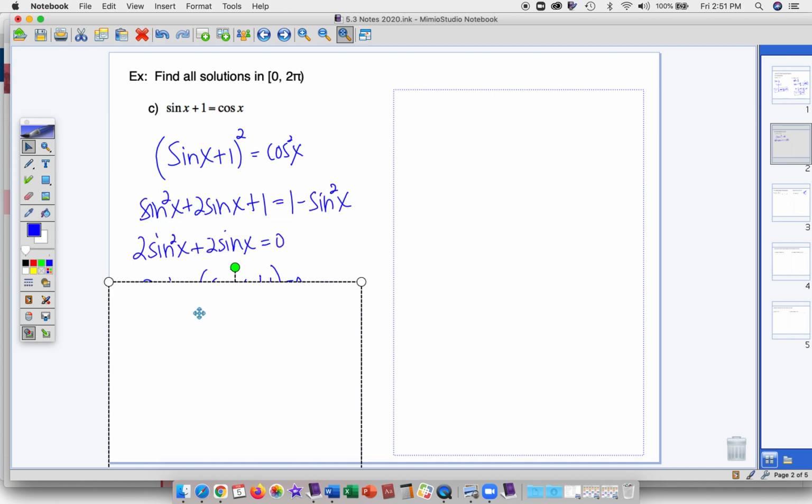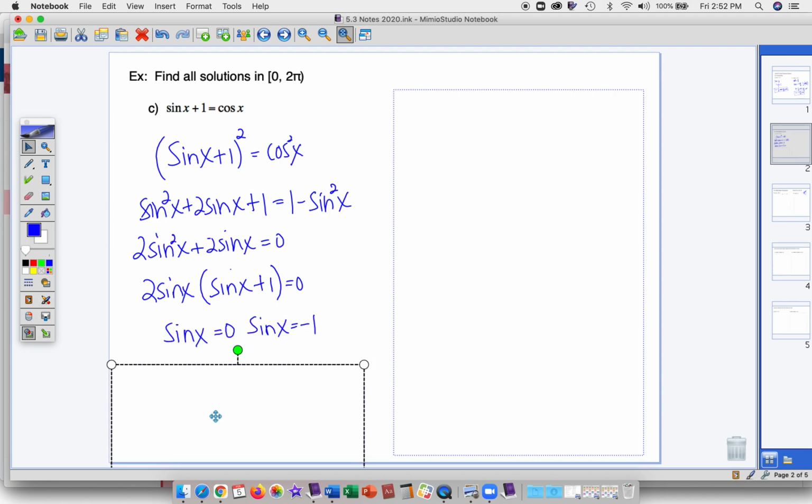So when we are done solving, we need to go back and check our solutions just like you would in an algebraic equation. So when I square the left-hand side, I get sine squared x plus 2 sine x plus 1. And over on the right, I get cosine squared x, and I'm going to do a Pythagorean substitution on the right. Combine my like terms, and then I can factor out a 2 sine x, set each factor equal to 0. So when the sine of x is equal to 0, my solutions are 0 and pi. And for negative 1, my solution is 3 pi over 2.